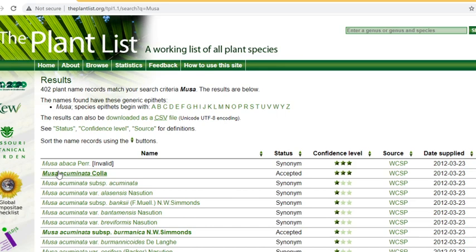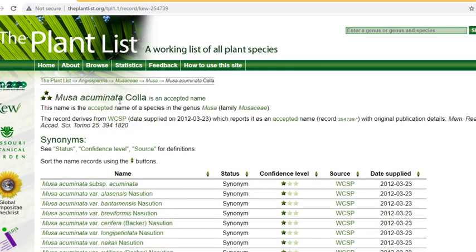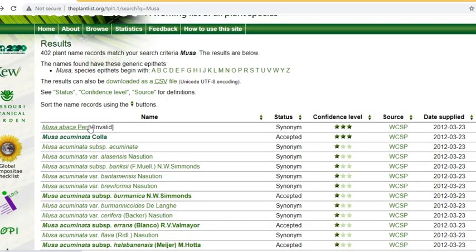Now we will go back to Musa. Here Musa acuminata Colla is an accepted name. All other names that we saw here, they are all synonyms. Now we were interested to see this acuminata is actually the type of banana that we find even here in the market, which do not have the seeds in them. Okay, now there is another species which is known as Musa balbisiana. You see here Musa balbisiana. The author's name who first reported it is Colla, Musa balbisiana Colla. This is an accepted name. Okay, there are many other names.